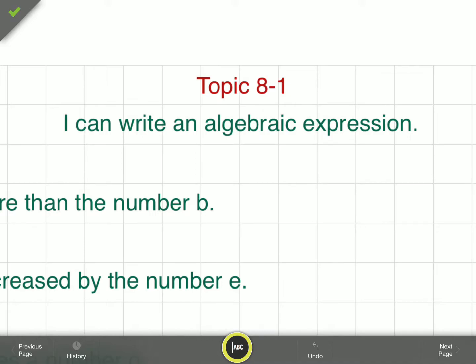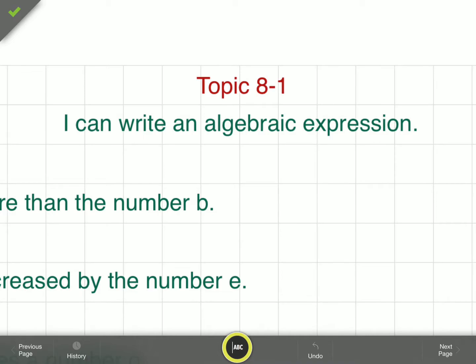$3 more than cost C. When it says more than, that tells us it is addition. Other words you want to listen for with addition are added to, in all, or the sum. To write an algebraic expression for addition, you can have C plus 3 or 3 plus C. Let's look at the next one.